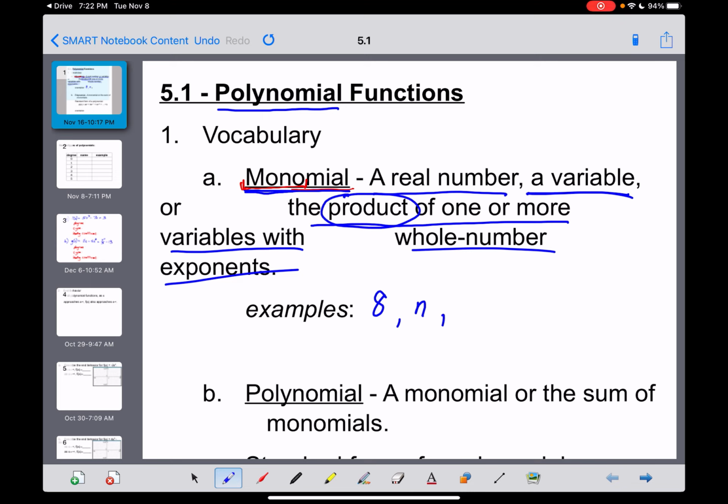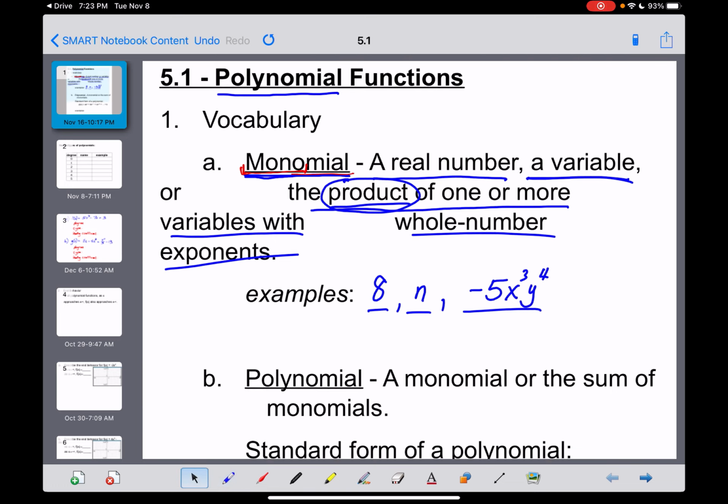That's a monomial. And then really, what this third thing is saying here is that it can be a combination of numbers, variables, and whole number exponents all multiplied together, hence the word product. So this is a little bit more telling of what a monomial might look like. It could be something like -5x^3y^4. Now that's much more complicated than the first two, but all three of those, 8, n, and then this -5x cubed y to the fourth, are all examples of monomials taken one at a time.